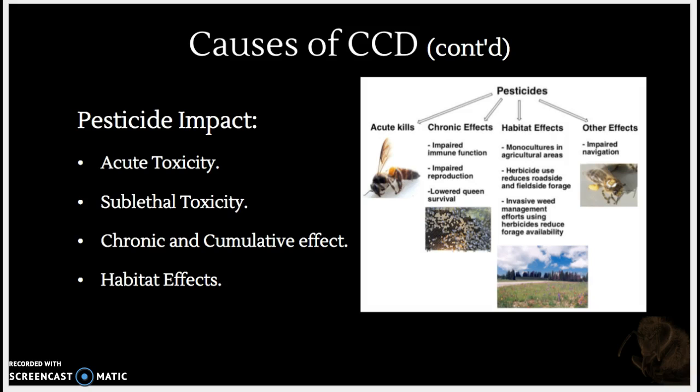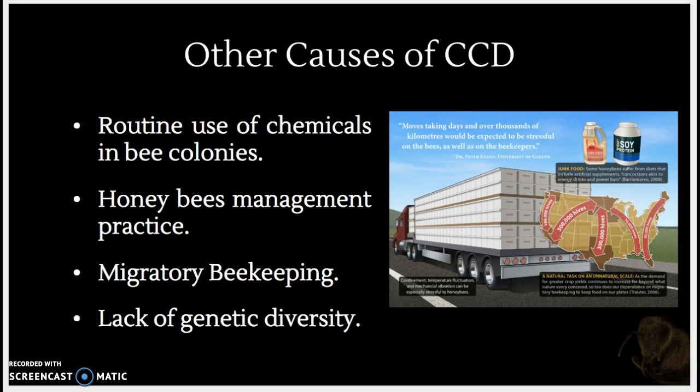Habitat effects reduce forage. Many chemicals beekeepers use to keep the bees healthy and productive are suspected to have sublethal effects. The routine colony management that beekeepers perform, like hive splitting and swarm control, are other factors that add to the worsening of CCD.